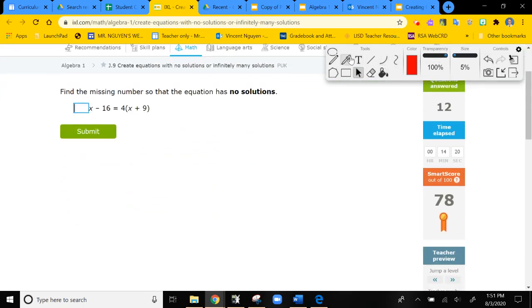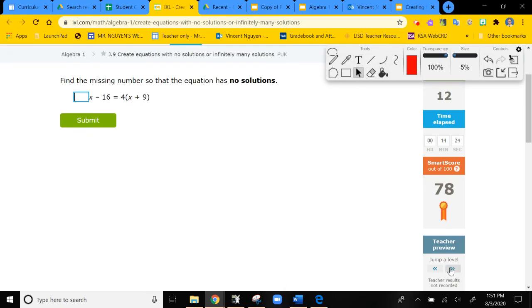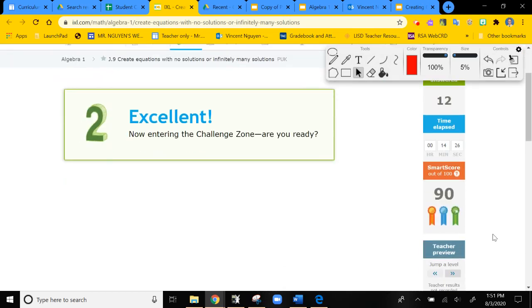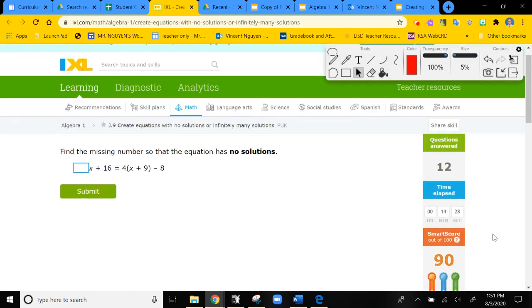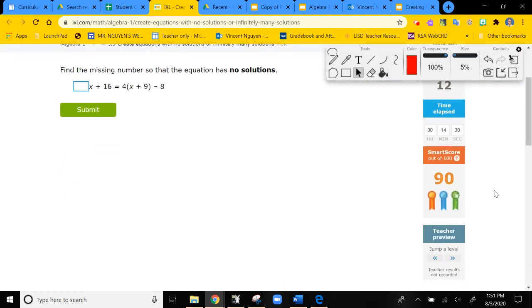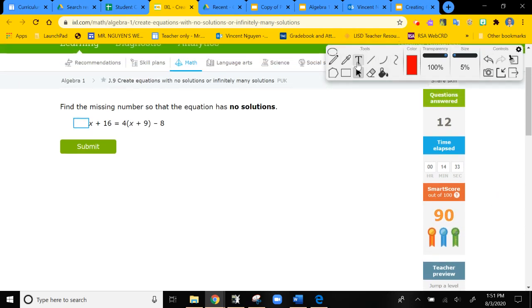This one's repeating itself, so I'm going to go ahead and jump so that we can get to the challenge zone. I want you guys to see some challenge questions. Oh, I could actually jump one more level, but let's do this one first. It's probably a repeat. All right, parentheses. I'm going to work this out. This is actually 4x plus 36. 4 times 9 is 36 minus 8.